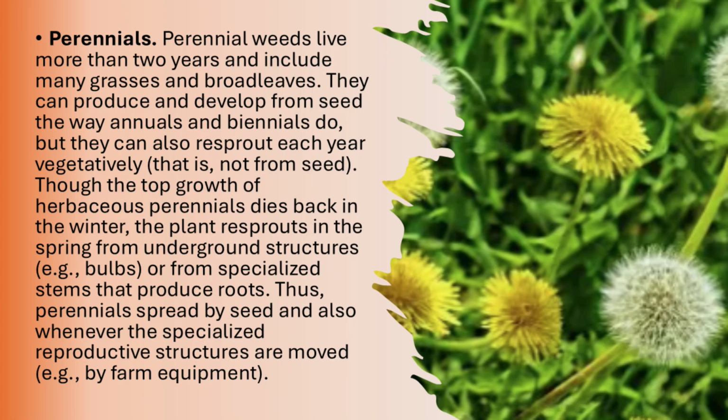Perennials. Perennial weeds live more than 2 years and include many grasses and broadleaves. They can produce and develop from seed the way annuals and biennials do. But they can also resprout each year vegetatively, that is, not from seed. Though the top growth of herbaceous perennials dies back in the winter, the plant resprouts in the spring from underground structures, e.g. bulbs, or forms specialized stems that produce roots. Thus, perennials spread by seed and also whenever the specialized reproductive structures are moved, e.g.